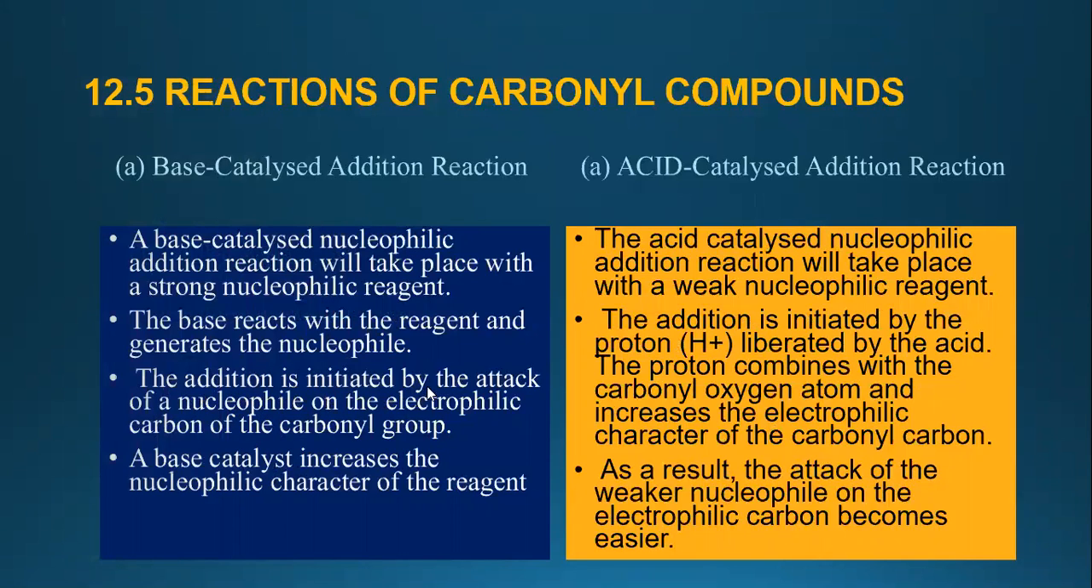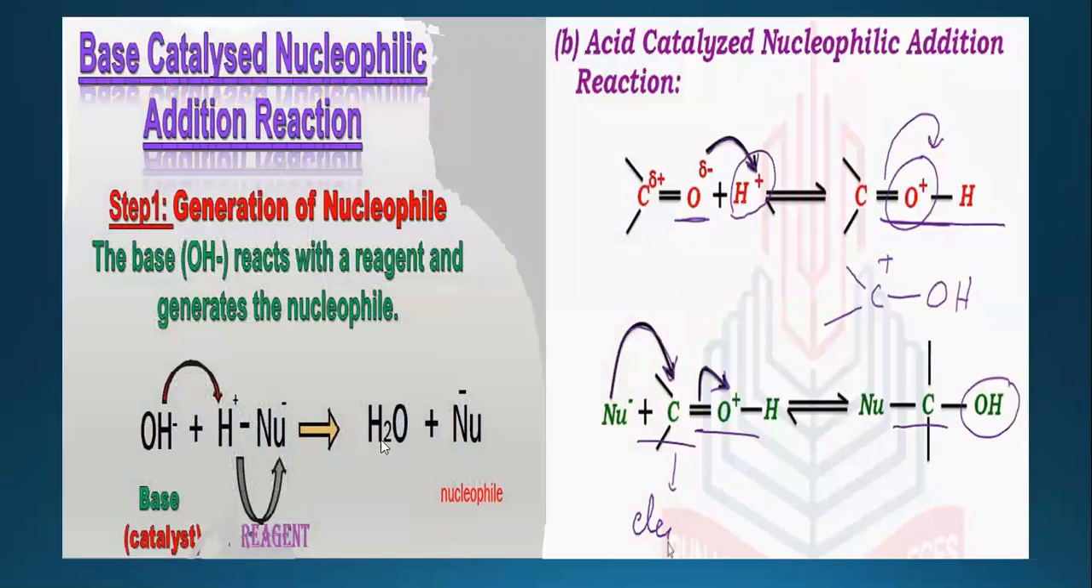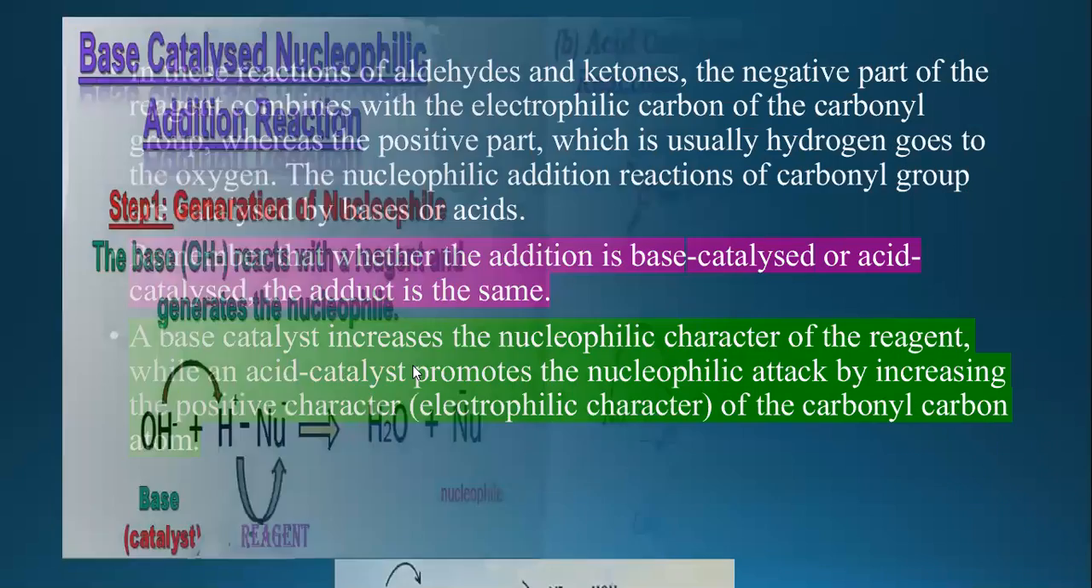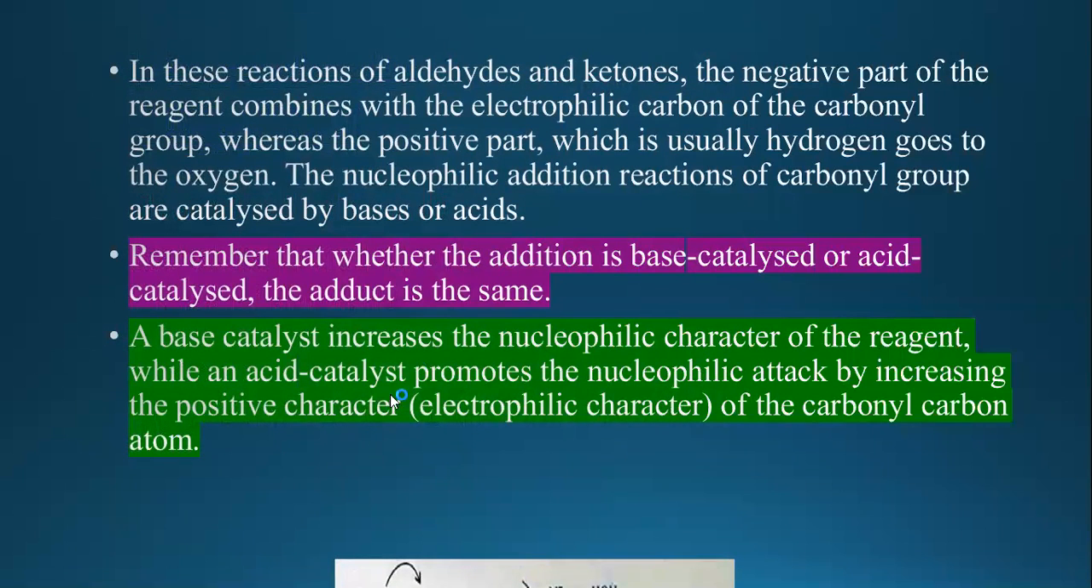But in this case, the addition is initiated by the attack of a nucleophile on the electrophilic carbon of the carbonyl group. This point will be discussed later on. But if the differences come in your paper, then you will have to write the most important points, that is point number 2 and point number 4. A base catalyst increases the nucleophilic character of the reagent, as you have seen here, that the nucleophilic character of this nucleophile will increase. As a result, the attack of the weaker nucleophile on the electrophilic carbon becomes easier. Hopefully this point will be clear to all of you.